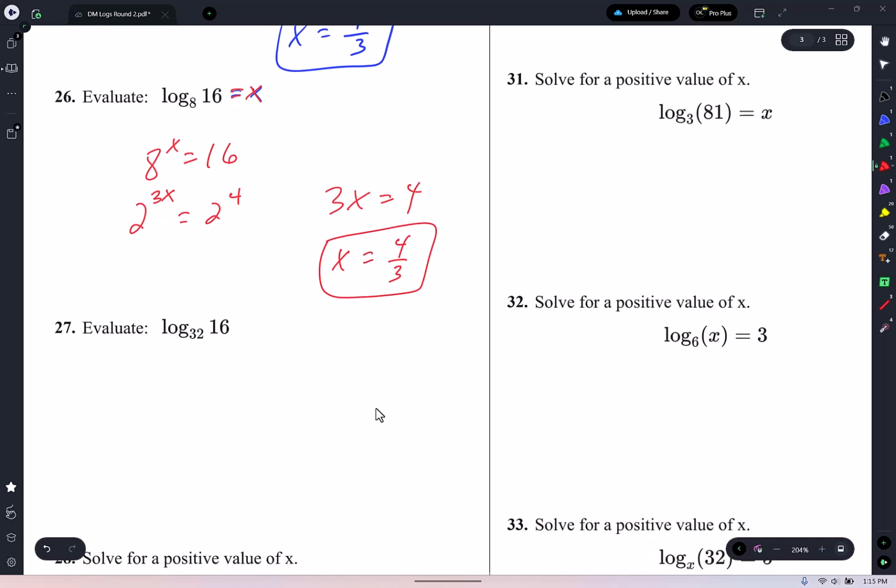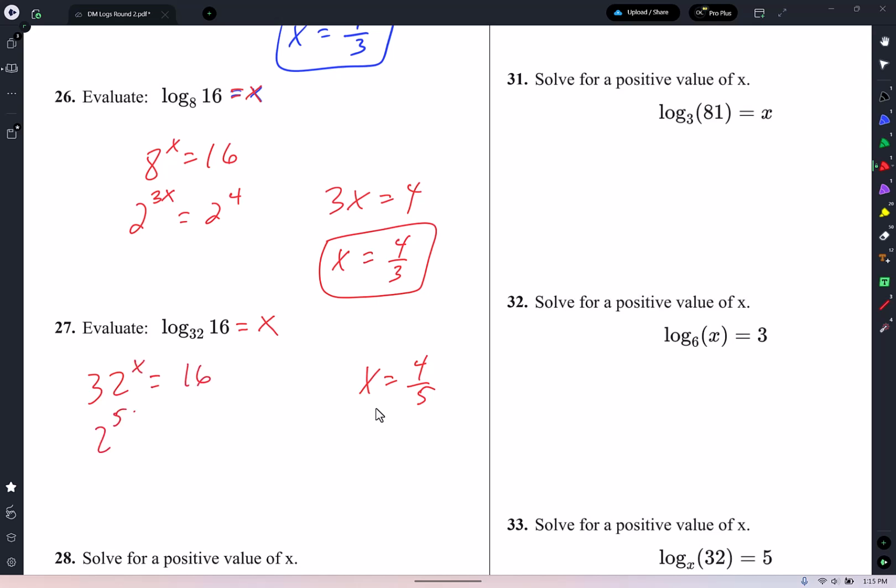Let's see. Can we do this without writing anything? Let's see. 32 is 2 to the power 5. So I see a 5, and then 16 is 2 to the power 4. So I see 4/5. See? I did it without even writing anything. But relax, you don't have to write something. Look, 32 to the power x equals 16. So that's 2 to the power 5x equals 2 to the power 4. See? 5x equals 4. X equals 4/5, which is what we got.